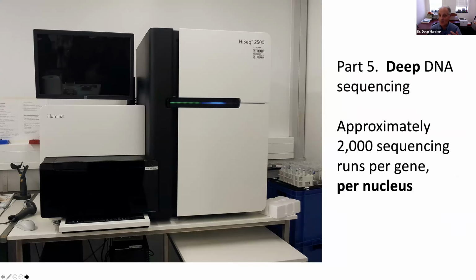Okay. Anyway, so then what do you do next? Well, after they're barcoded, we put it back together and take all that DNA and sequence like crazy. I'm saying deep DNA sequencing. We're trying to get about 2,000 sequencing reads per gene that we amplify, per nucleus. So we're trying to get enough sequence data that we can really know what's going on.